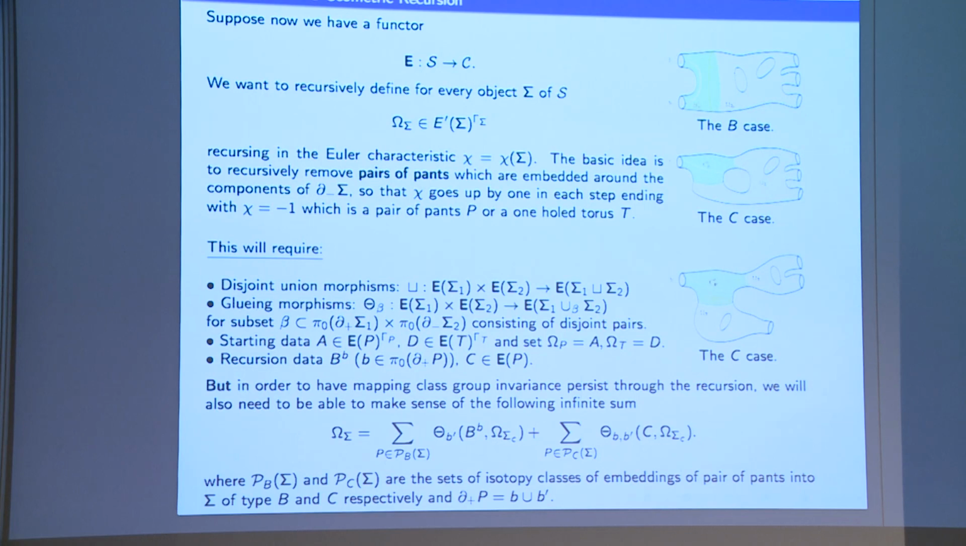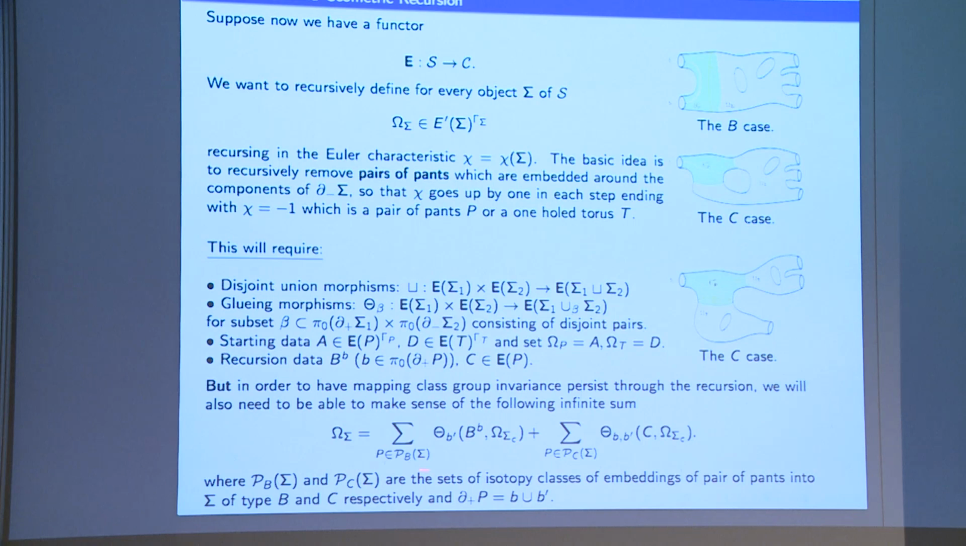All right, and then the idea is simply, I just sum over all possible ways of extracting a pair of pants of the two kinds of types. I stick in the recursion kernel in the first slot, and I use the morphism for gluing, and I recursively assume that I have defined a thing for what remains after I extract a pair of pants, and I sum like this.